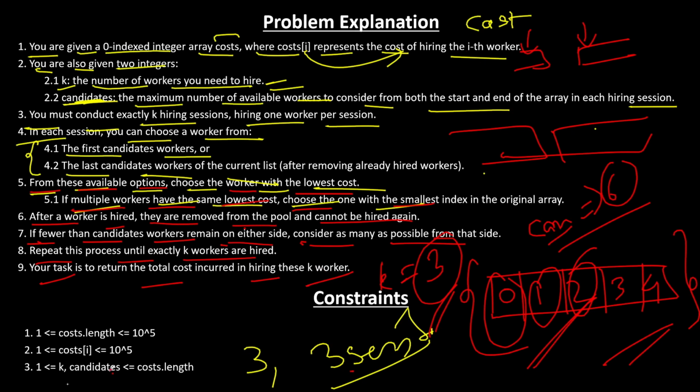And the constraints are: the cost array length could be from 1 to 10 to the power 5. The cost value also could be from 1 to 10 to the power 5. And k and candidates could be the same, which could be from 1 to the length of the cost array. Fine. I hope you understood the problem explanation. Now let's move to the next slide.